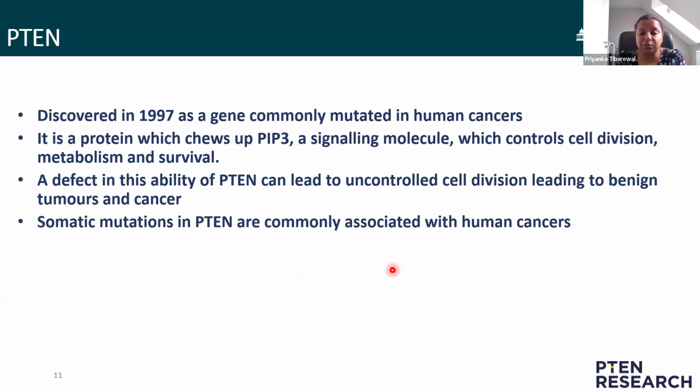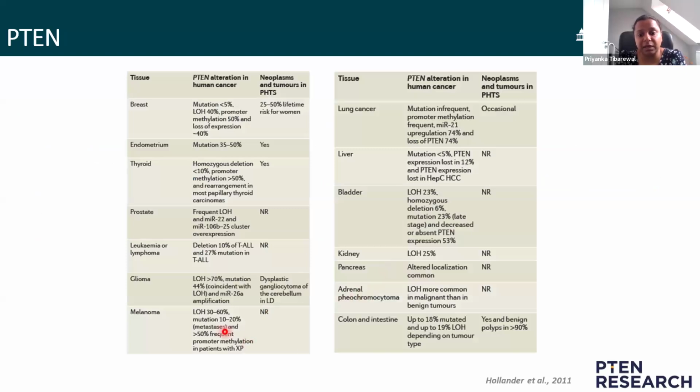Somatic mutations in PTEN are commonly associated with human cancers, and we know that inherited mutations or germline mutations cause PHTS. This is from a very old publication, but it shows you the different types of cancers in which PTEN is seen somatically. So these are not the inherited cancers, these are not the PHTS cancers, but you have PTEN mutations in breast cancer, endometrium, thyroid, prostate, leukemias, glioblastomas, melanomas, lung cancer, liver, bladder, kidney, pancreas, adrenal cancer, and colon, and the GI tract. And you can see that some of these are also seen in PHTS patients.